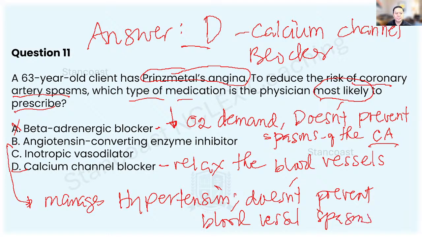All right. Now, what about letter C, inotropic vasodilator? Well, this is only going to be effective in short-term heart failure treatment, and this is not going to be helpful in treating this patient that has Prinzmetal's type of angina. So we're back to the calcium channel blocker. Guys, don't forget about that. Prinzmetal's angina, think about the calcium channel blocker.